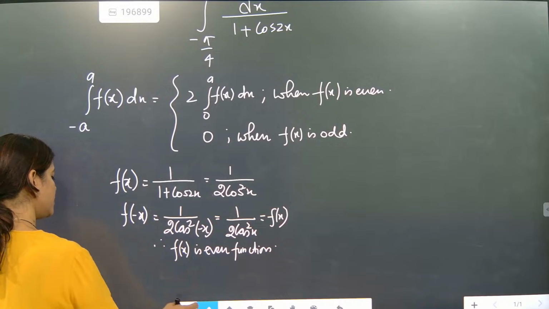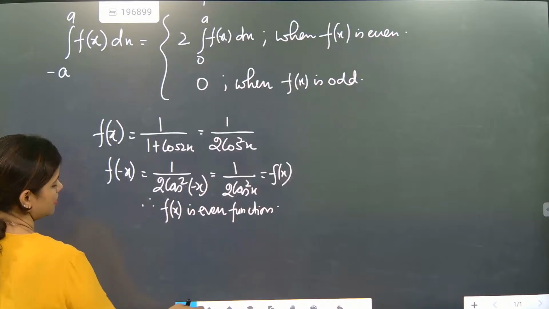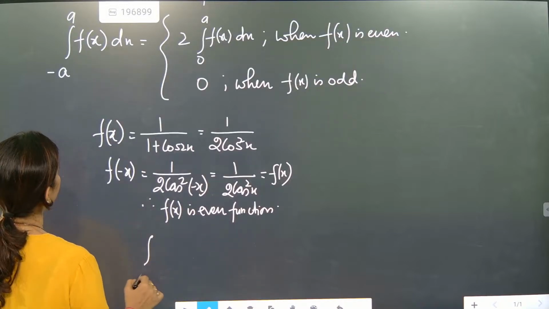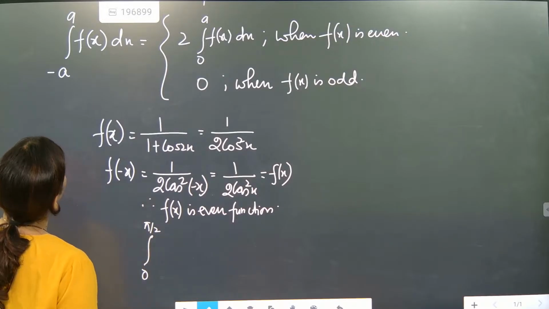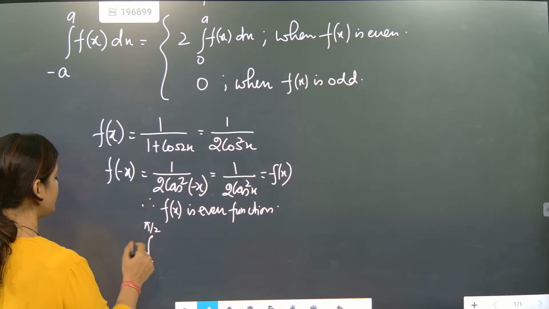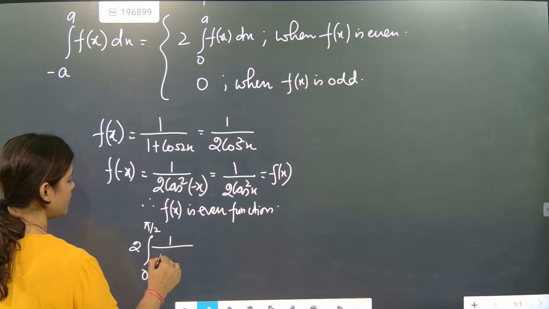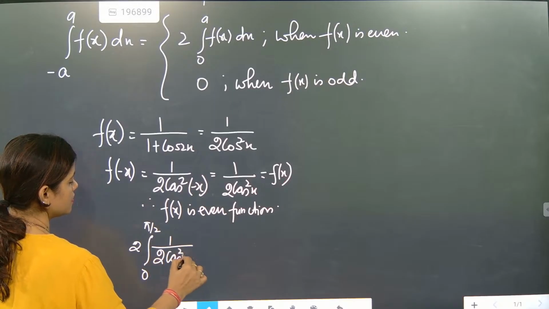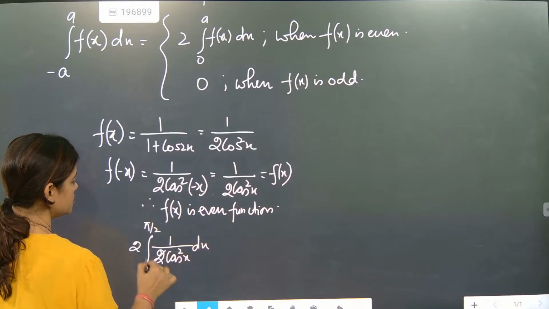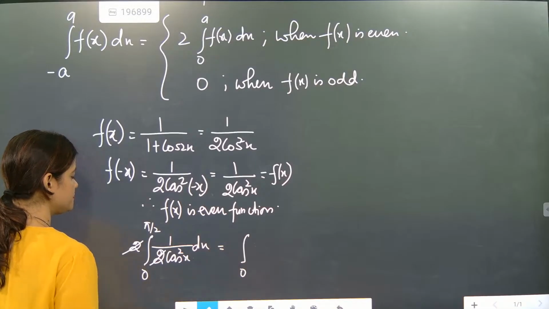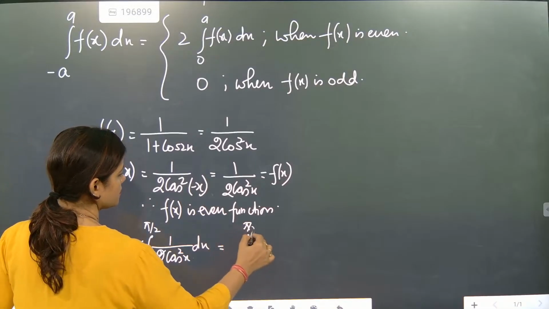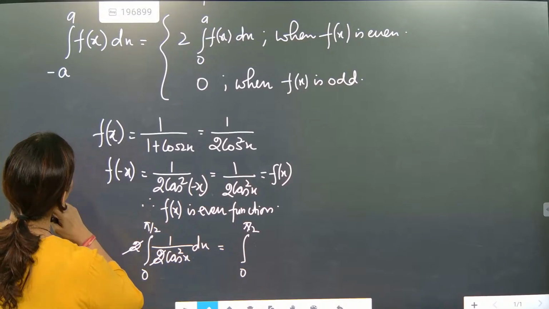Now, if it is an even function, we will do one work. It will become 0 to pi by 2, minus pi by 2 plus pi by 2, 1 by 2 cos square x dx. This and this got cancelled. It is coming 0 to pi by 2.